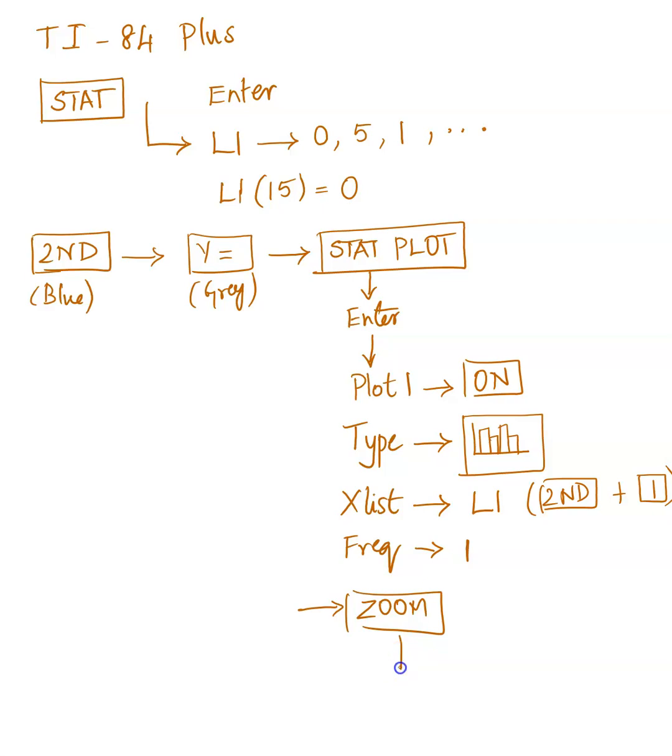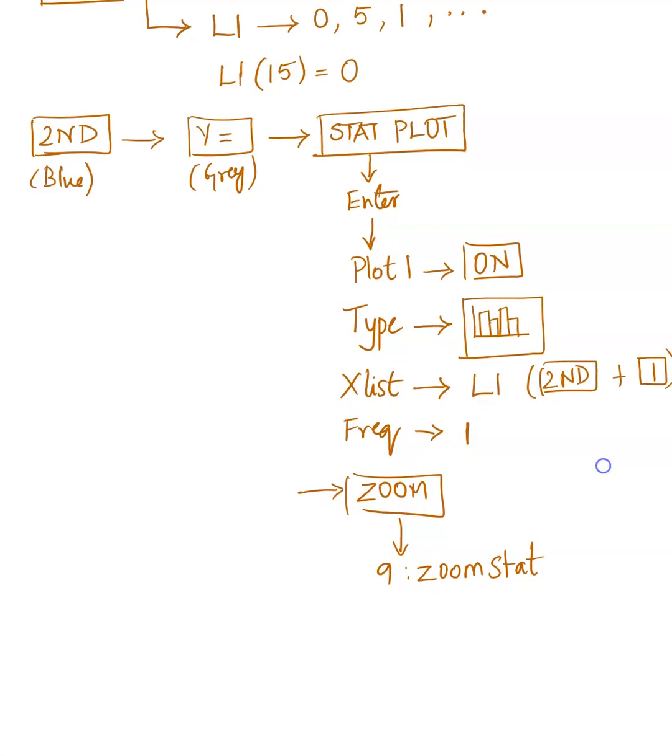And then go down to number 9, which says, what does it say? ZoomStat. Okay. So you click on that and now it'll give you the bars, the histogram. If it doesn't do that, you want to go to Windows, and make sure you set the Xmin and Xmax, Ymin and Ymax to be more appropriate.